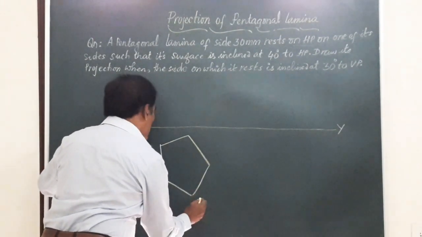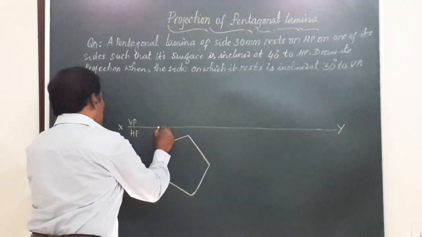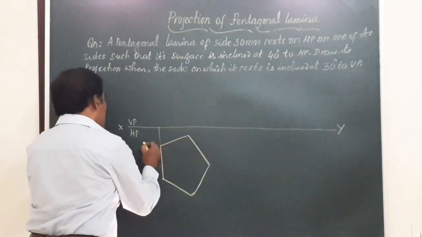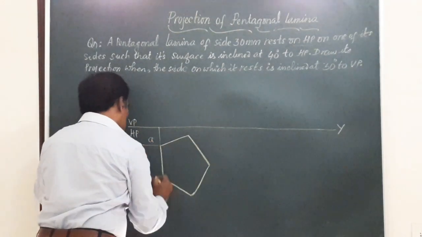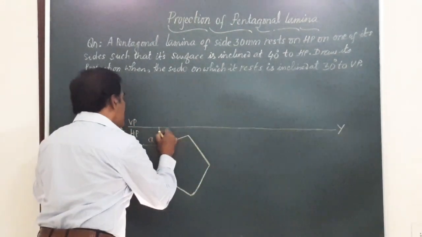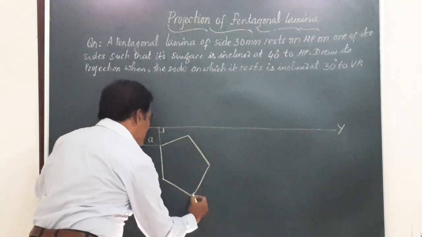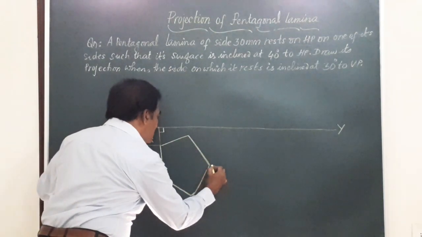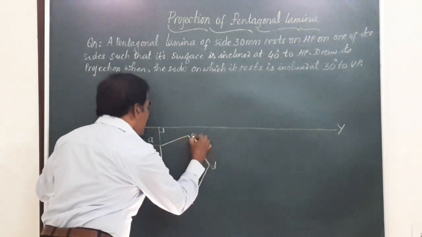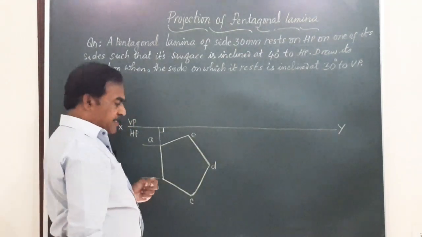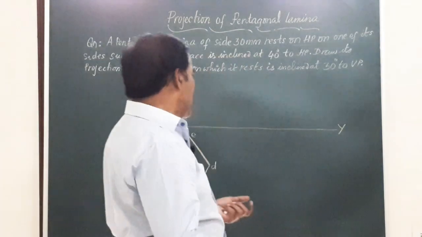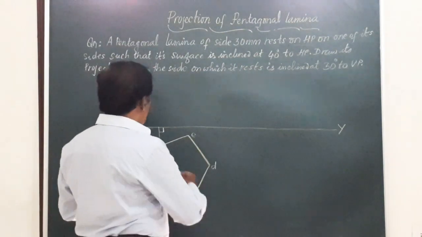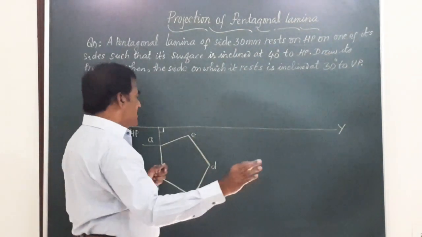such that one of the sides of the lamina, that is this side, say AB, is normal to VP. So, this will be point C, this is point D and this is point E. Friends, already while teaching you the projections of solids, I have taught you how to draw this pentagon. Here I will just repeat again.